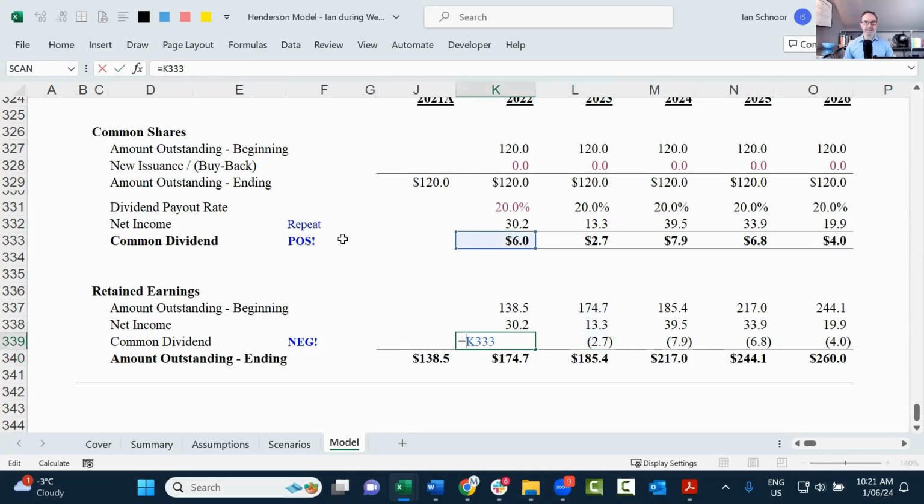And by the way, an accountant will always show the dividend as a negative value within retained earnings. So this is more common convention. If you do this correctly, the balance sheet will work. Watch what happens if I don't. I see this all the time when people have a dividend that's positive in the common share section, and then they forget to change the sign. So they leave it positive here. And now the common dividend is increasing the retained earnings. It's making retained earnings go up.